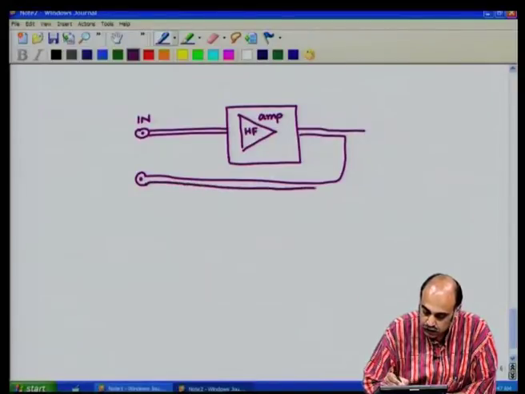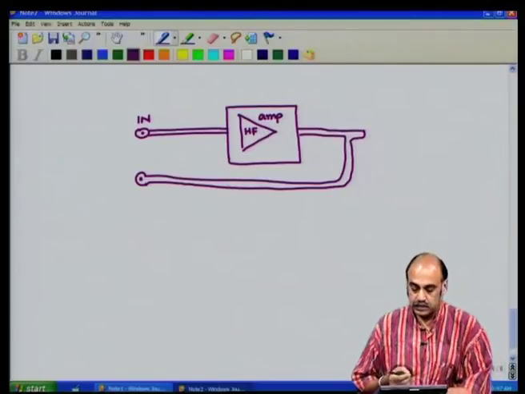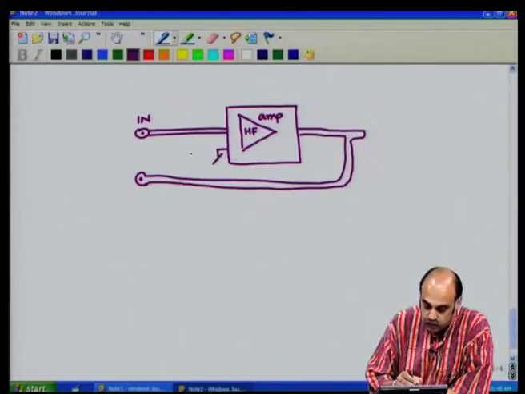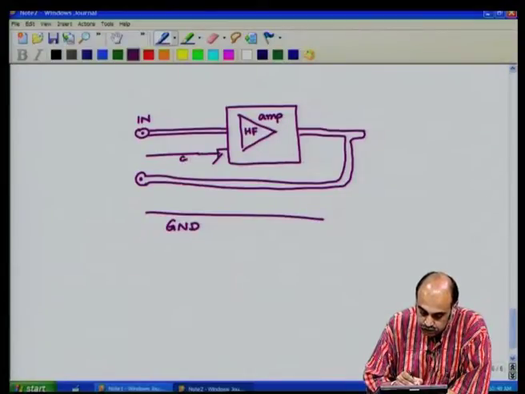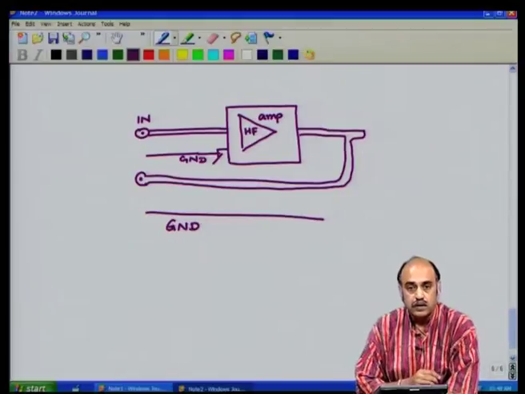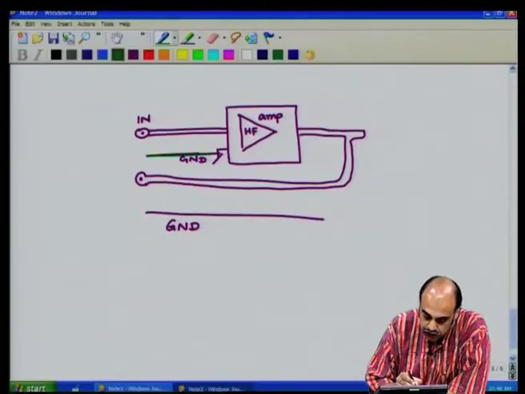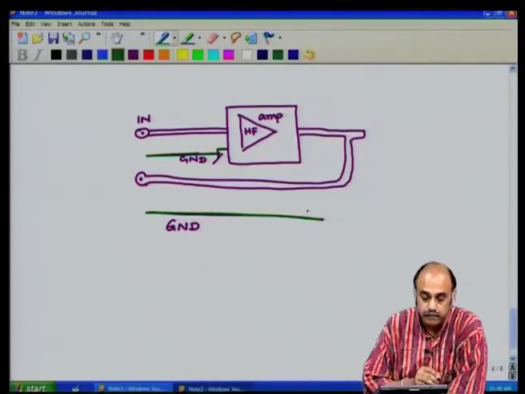Let us say the routing is in this fashion. Now there will definitely be, because this is an amplifier, a ground point somewhere; you will have ground lines, okay. You may have ground lines here, it depends upon the routing. If you want, you could show the ground line in green to make a distinction. Now, this is a ground line coming from other parts of the circuit.